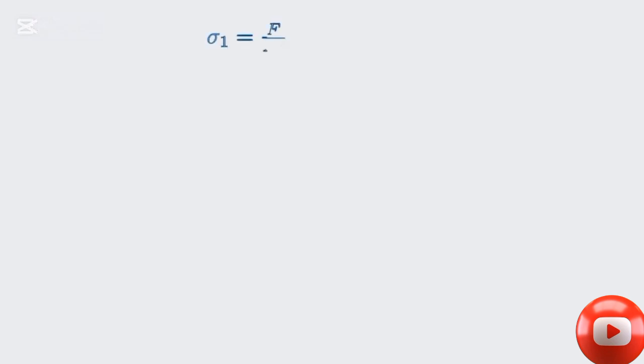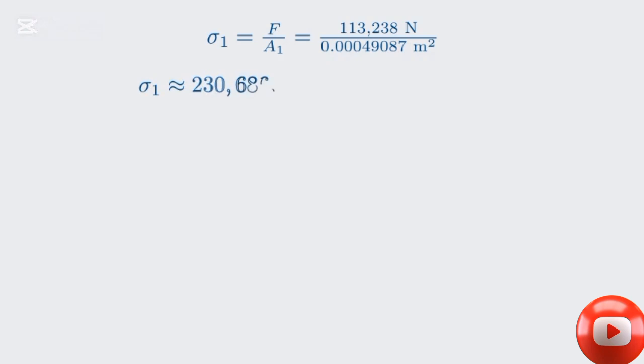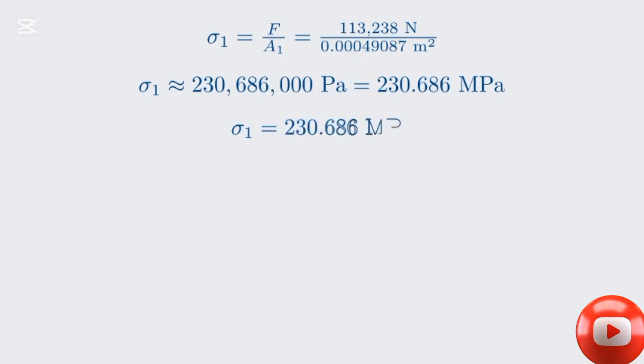The stress sigma 1 is the force F, which is 113,238 newtons, divided by the area A1, which is 0.049087 square meters. Performing the division gives us our result in pascals. Sigma 1 is approximately 230,686,000 pascals. To make this number more manageable, we can convert it to megapascals by dividing by 1 million, or 10 to the 6th. This gives us 230.686 megapascals. This value matches the solution in the memo perfectly. This means our assumption that the force F was 113,238 newtons, taken directly from the solution, leads to the correct stresses for the memo's context. So, the stress in the upper solid portion of the bar is 230.686 megapascals. Now let's move on to the lower hollow section.